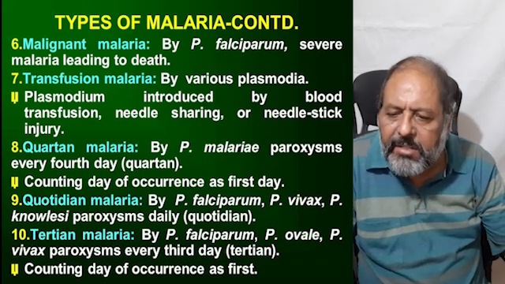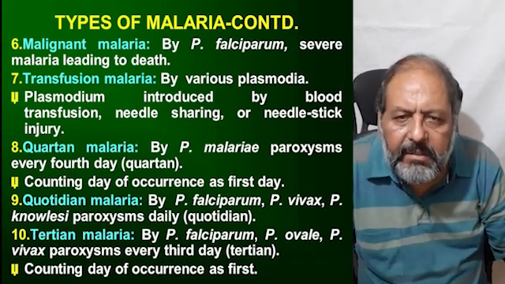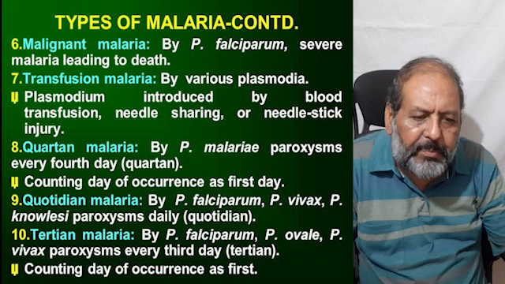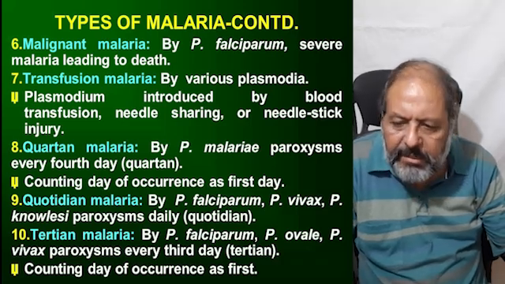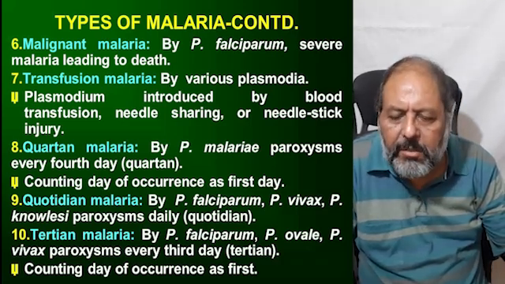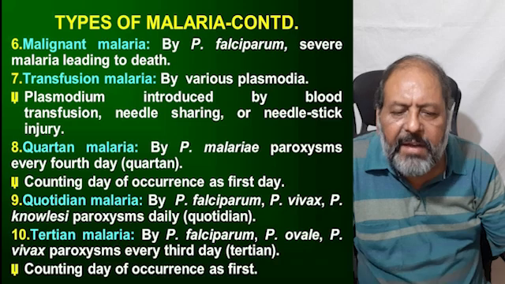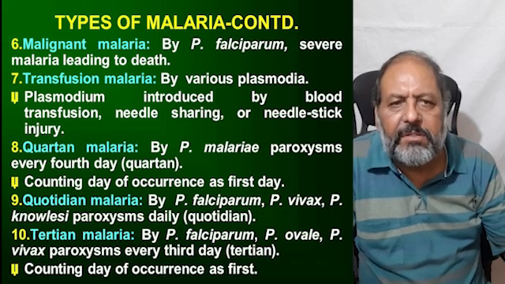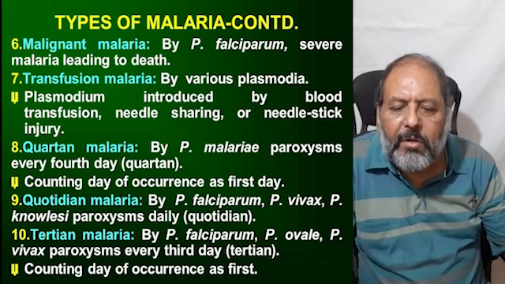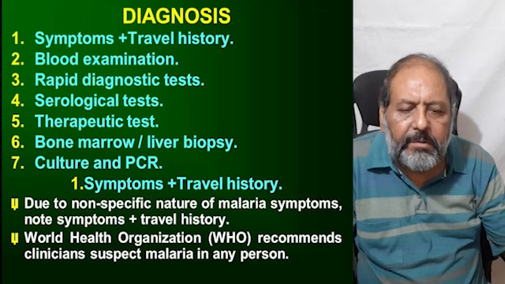Then 10th is tertian malaria. It is by Plasmodium falciparum, Plasmodium ovale, Plasmodium vivax. Paroxysm occurs every third day, so the name is tertian malaria, counting the day of occurrence as the first day.